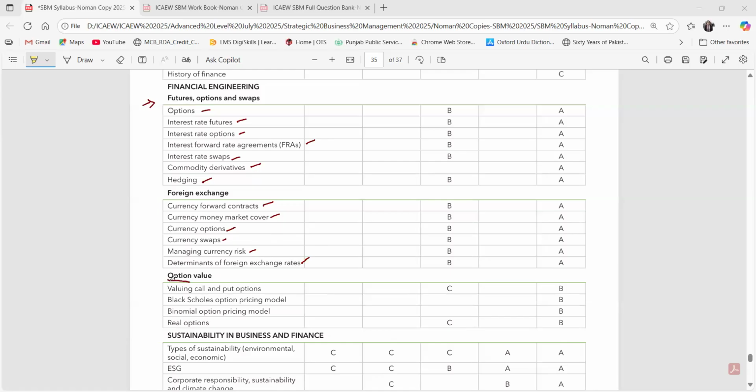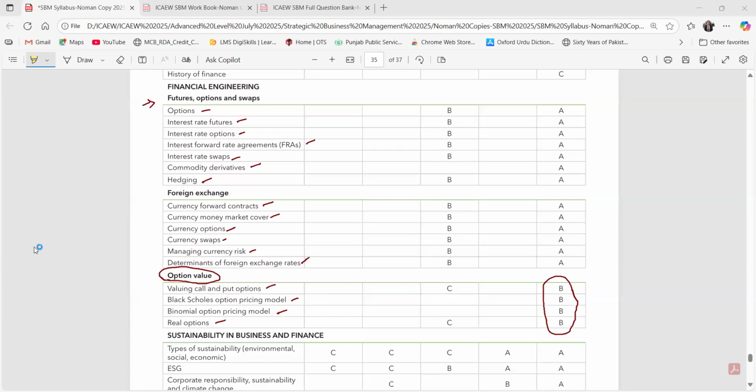Talking about option value, in option value we have call option, put option, Black's call model, binomial model, and then real options as well. But all of these topics are at B level and not at A level.